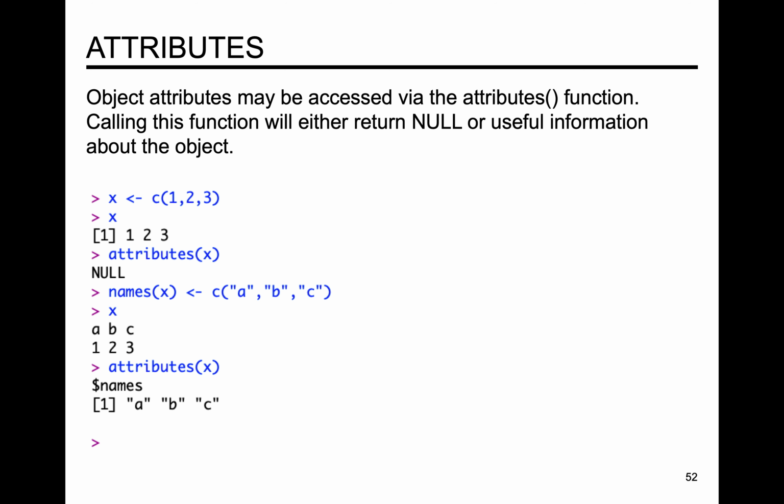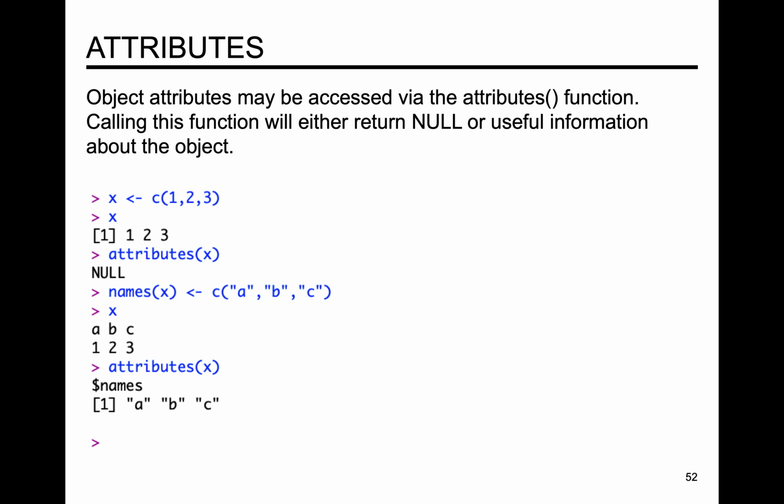Okay, the last thing I want to talk about in this video are attributes. Object attributes may be accessed via the attributes function. Calling this function will either return null or useful information about the object. So let's look at an example. Suppose I create a vector x with elements 1, 2, 3. If I type attributes parentheses x, the output is null, which basically means x doesn't have any attributes.